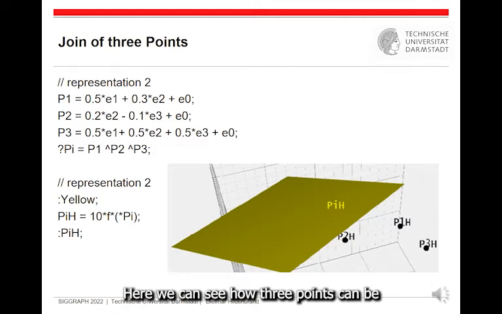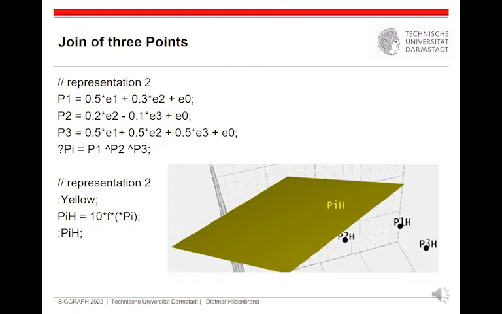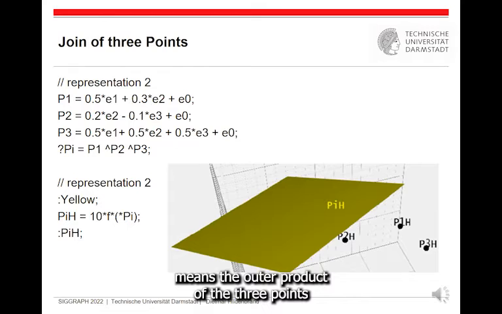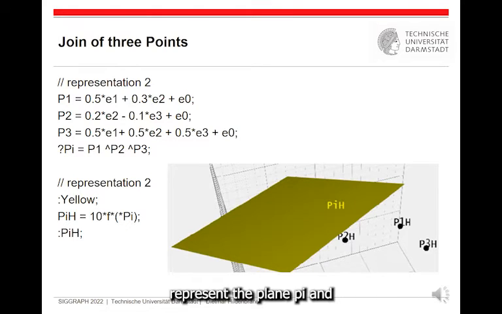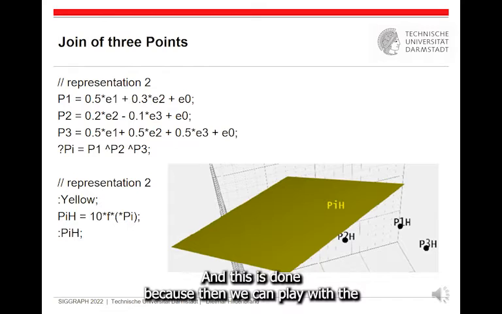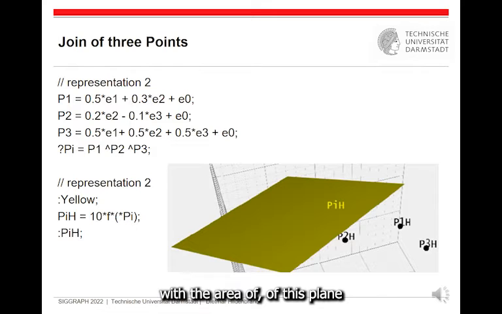Here we can see how 3 points can be joined to one plane, meaning the outer product of the 3 points represents the plane pi. In the visualization part we see that we have a factor of 10 times f in front of the plane pi in the representation, and this is done because then we can play with the area of this plane, and this can be shown on the next slide.